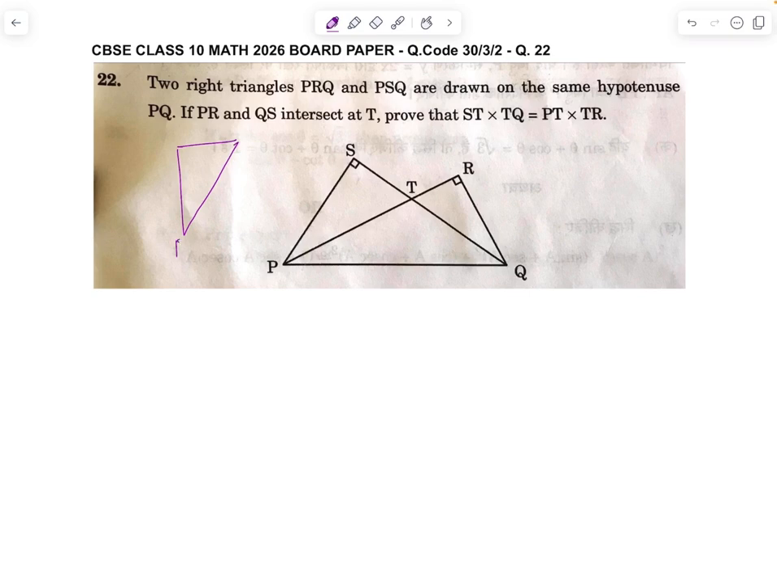Triangle PST, right angled at S, and TRQ, right angled at R. Here angle S is equal to angle R because they both are measuring 90 degrees each. Angle PTS is equal to QTR since they are vertically opposite to each other. So by AA similarity, these two triangles are similar.